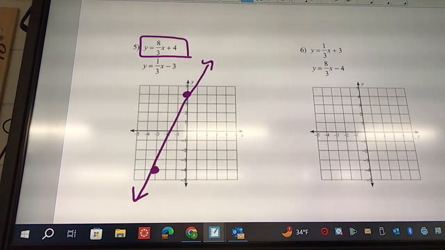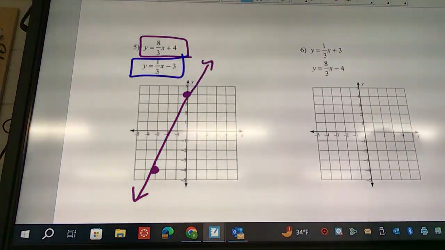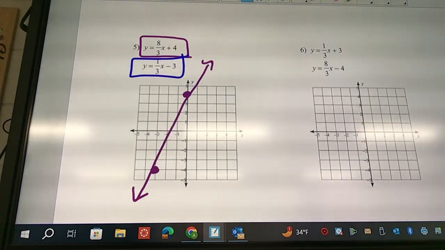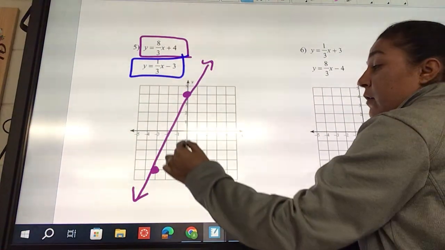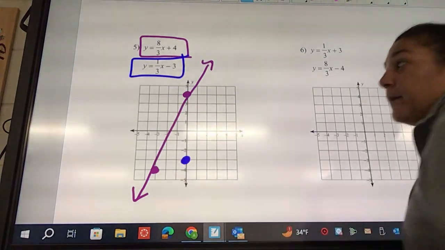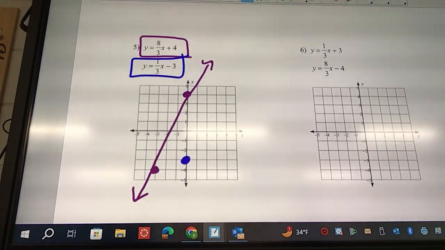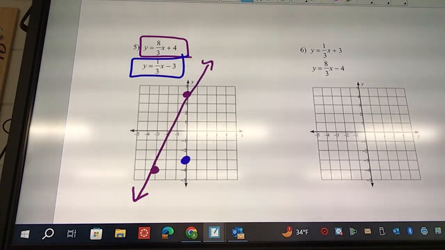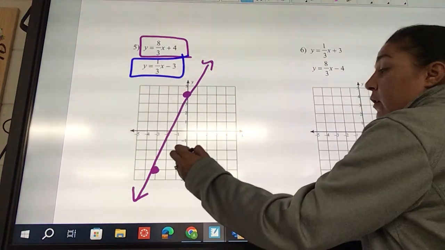Okay, line 2 starts where? -3. So we're going to go to the Y line and find -3 and put a dot. Okay, so go to the Y line and go all the way down to -3 and put a dot. What is my slope? 1/3. So from that dot, we're going to go up 1 and over 3. Okay, we're going to go up 1 and over 3.